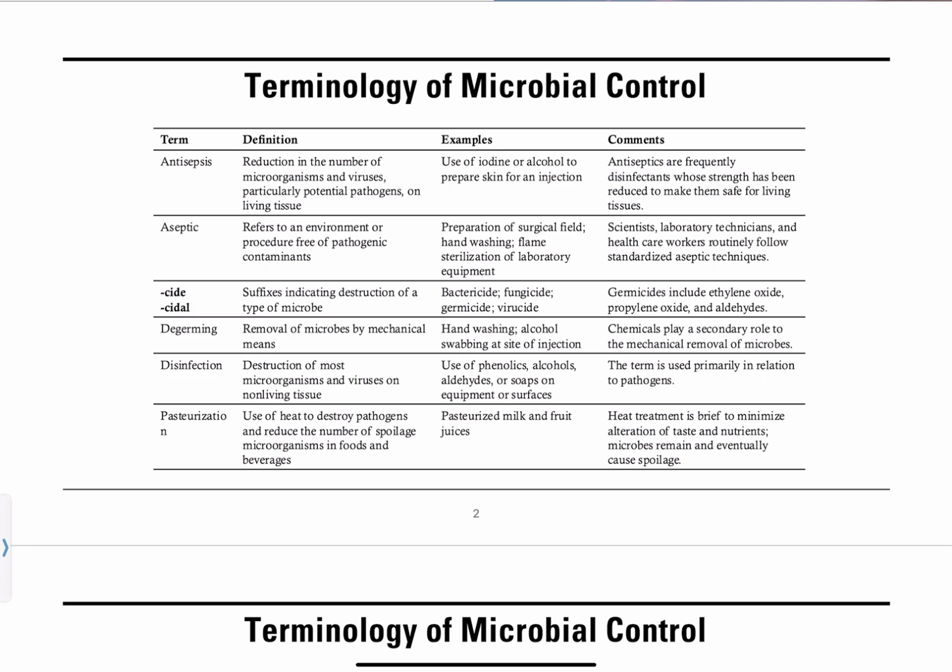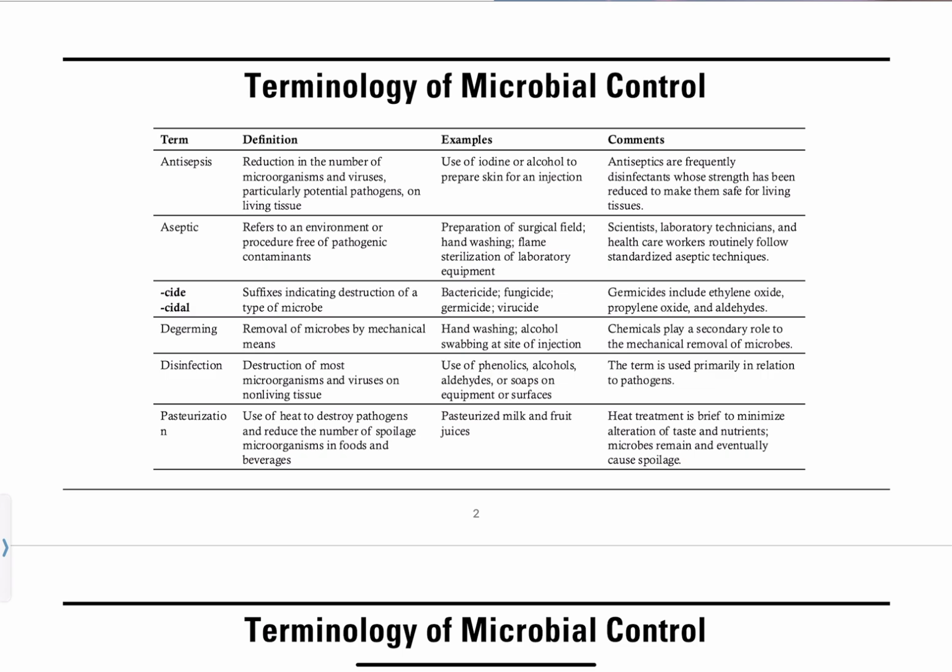So we're going to start off by talking about some terminology. These terms are important because they all mean something different. So they're not interchangeable. When we're talking about antiseptics, we're referring to the reduction of microorganisms and viruses, particularly pathogens, found on living tissue. A good example is when the skin is prepared with either iodine or alcohol before receiving an injection. And an antiseptic really is just a diluted disinfectant that has been formulated to be safe for living tissue. We also have aseptic.